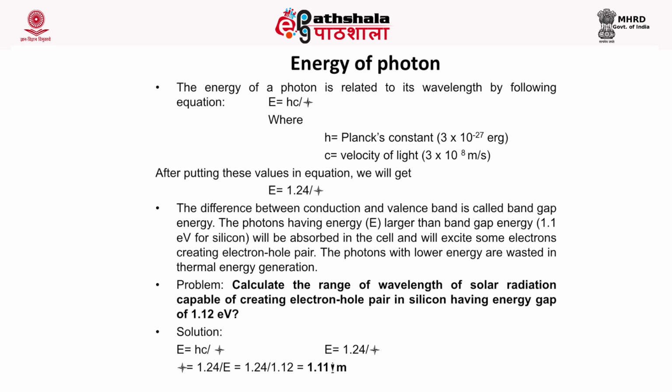Let's calculate the range of wavelength of solar radiation that is capable of creating electron hole pairs in silicon having an energy gap of 1.12 electron volt. For this, we can use energy E is equal to hc by lambda, or you can simplify that as E is equal to 1.24 by lambda. Therefore, lambda is equal to 1.24 by E. So, E value is 1.12. So, 1.24 divided by 1.12 will give you the lambda value, that is 1.11 micrometer. So, that is the range of wavelength of radiation that is capable of creating this electron hole pair.